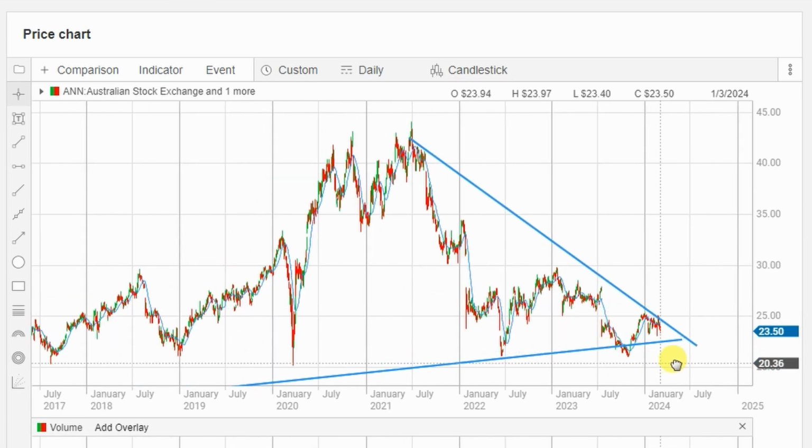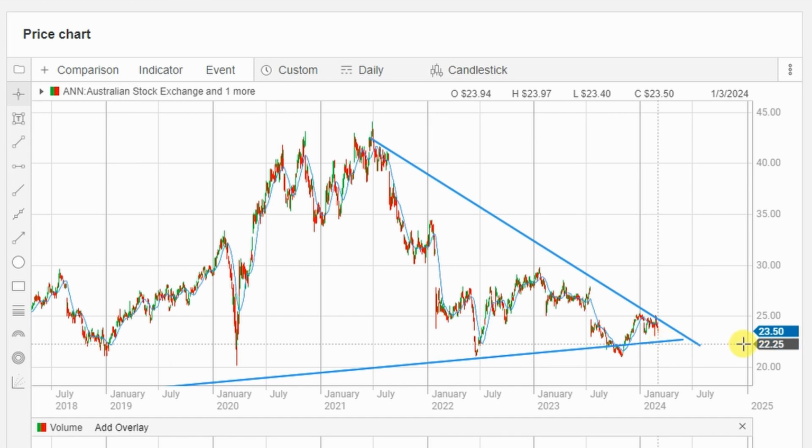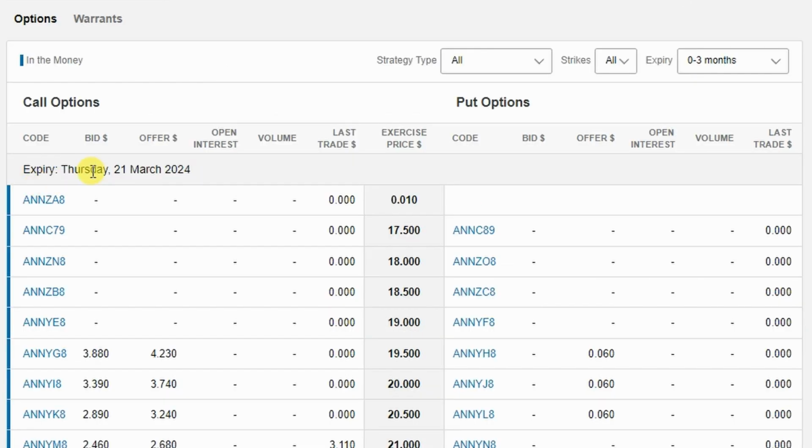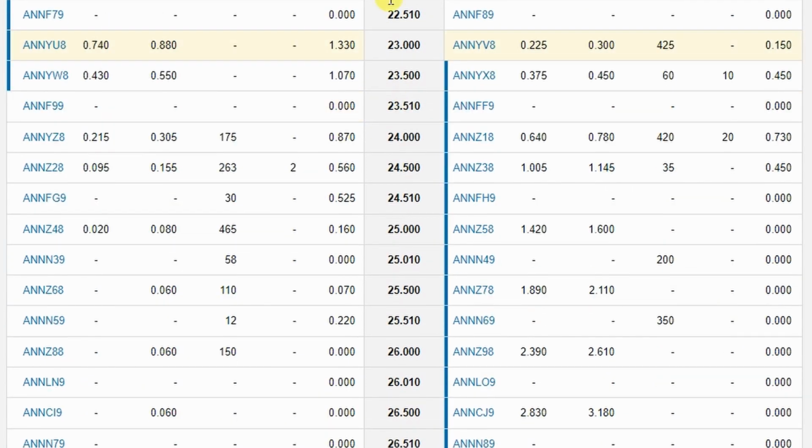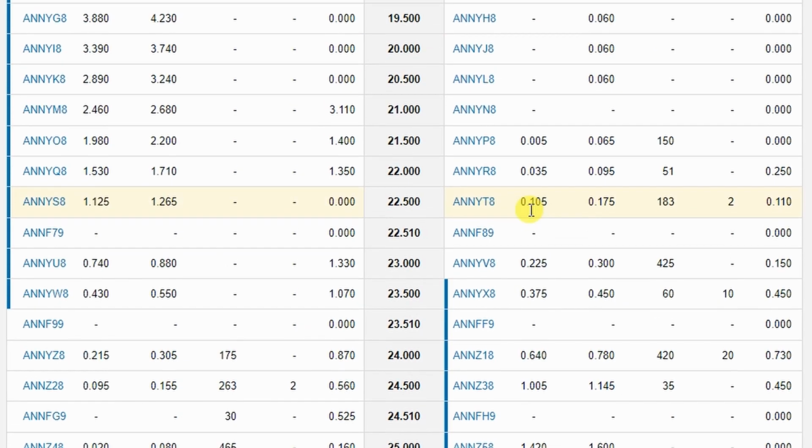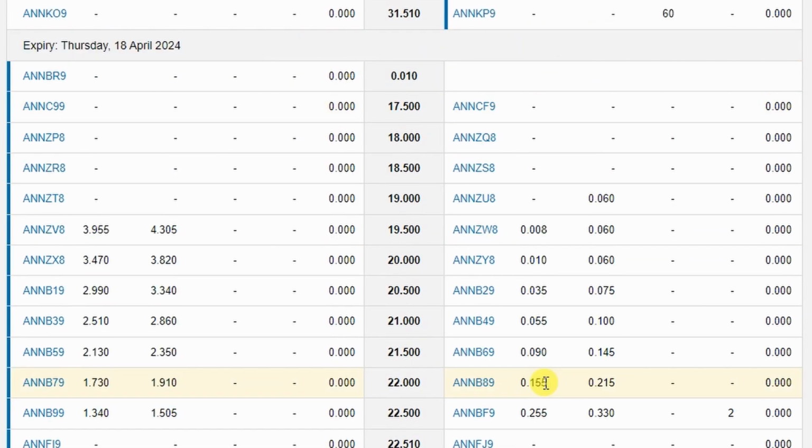Could I buy it around these levels, about 22.25 or so, for a quick gain? Let's have a look. 22.25. Today's the 1st. That's the 21st. That's only 3 weeks away. 22.25. 10 cents. No, 15 cents. 25 cents. How would that look? Let's have a look at it quickly.